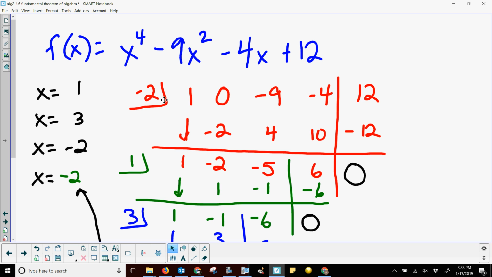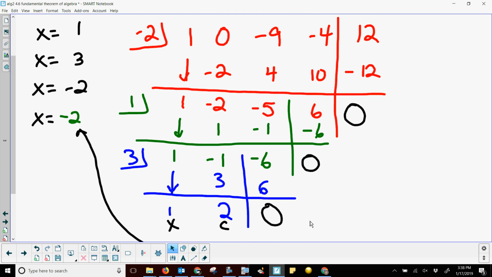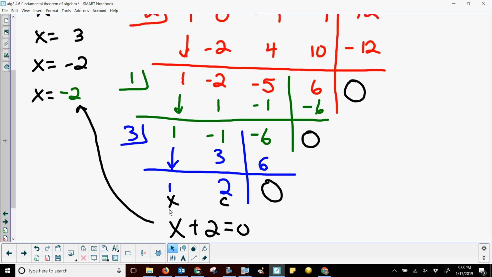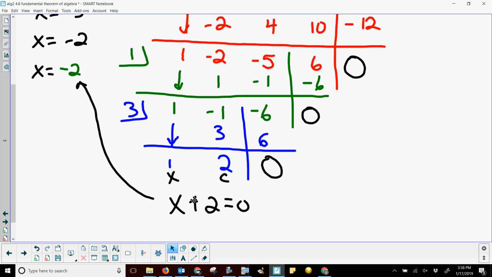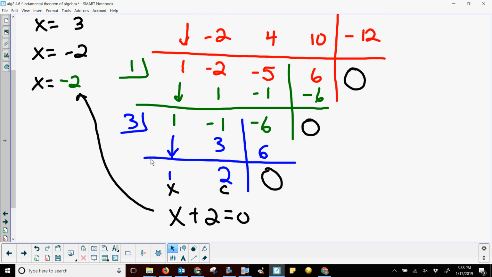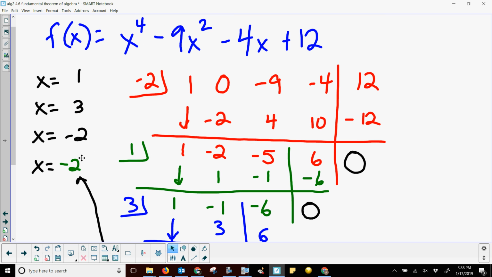But we used negative 2 first, got a remainder of 0. Then we used 1, got a remainder of 0. Then we used 3 and got a remainder of 0. And what was left was x and positive 2. So x plus 2 equals 0. That's how I got negative 2. So you're proving basically, hey, these three answers work, and this is for sure the last one. I know that the graph will show you there's a bounce there at negative 2, and then 1 and 3 being your answers. And that's not how you're going to end up showing work on the homework.